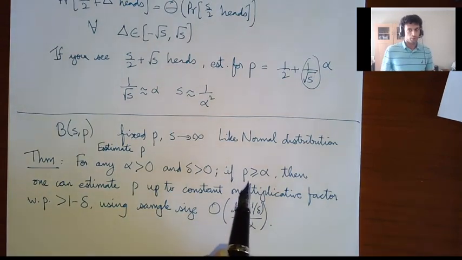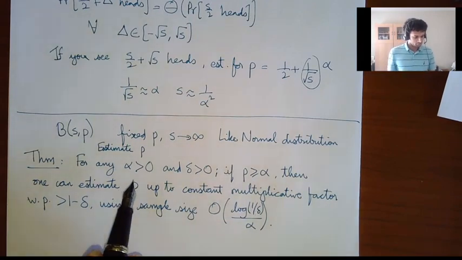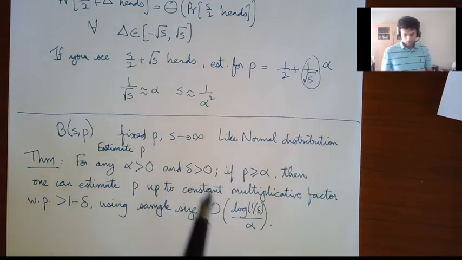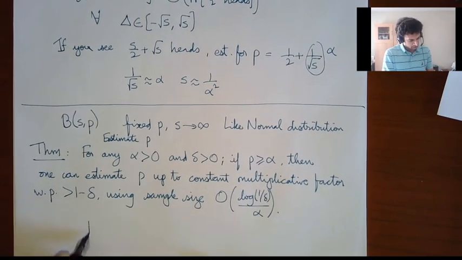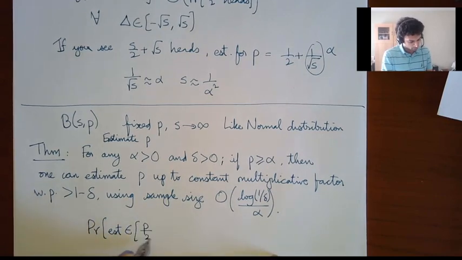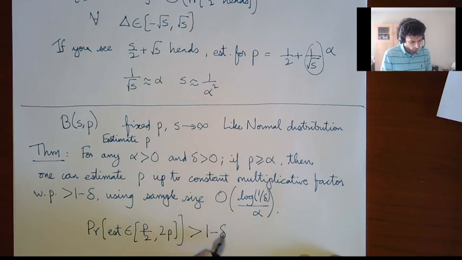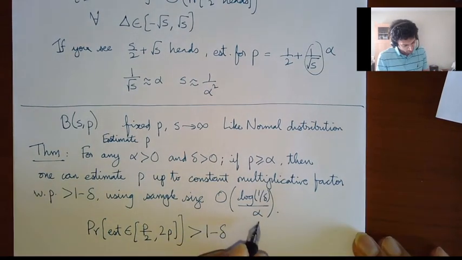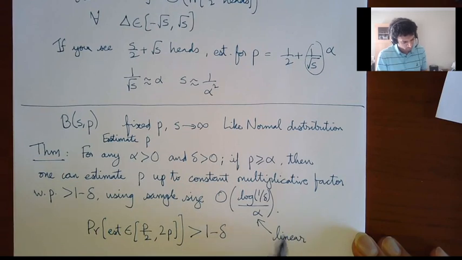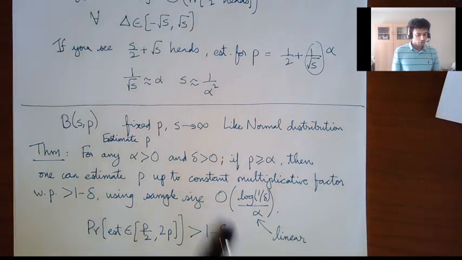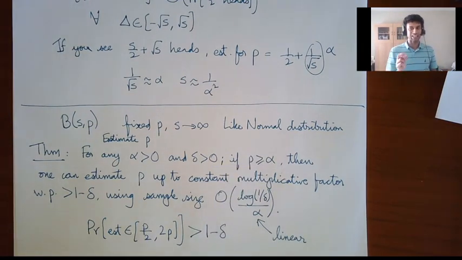So I'm saying here's a threshold alpha, here's delta. Another way of writing this: the probability that the estimate is within p over 2 to 2 times p, this is your multiplicative estimate, is going to be at least 1 minus delta. So there is no square. This is linear. So this says that as long as your probability is at least alpha, then you get a multiplicative estimate.